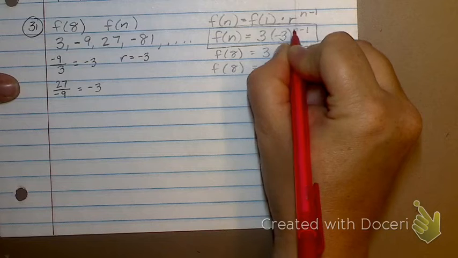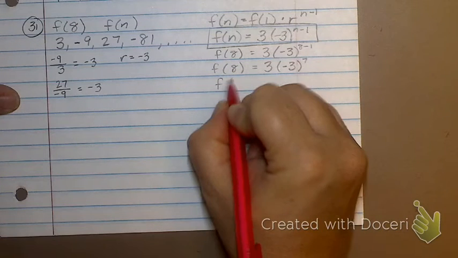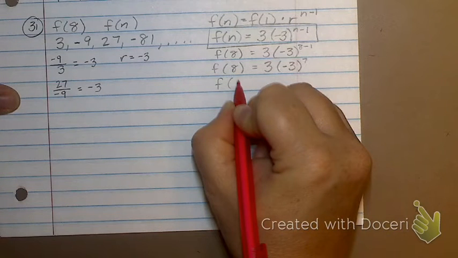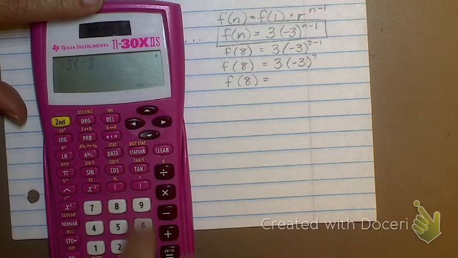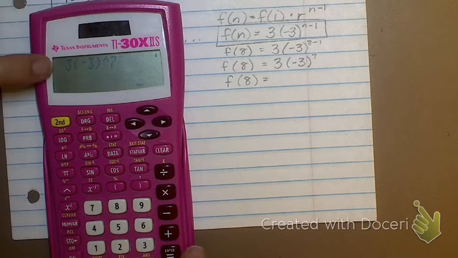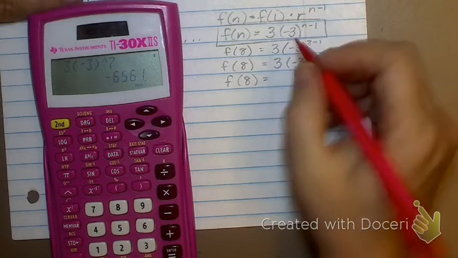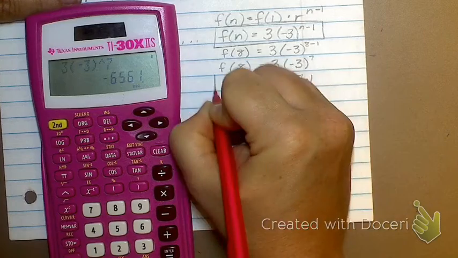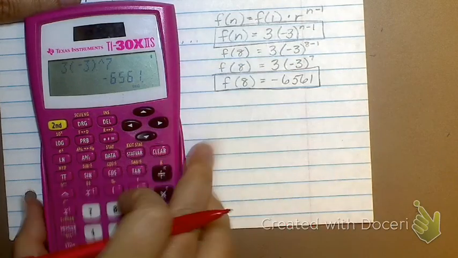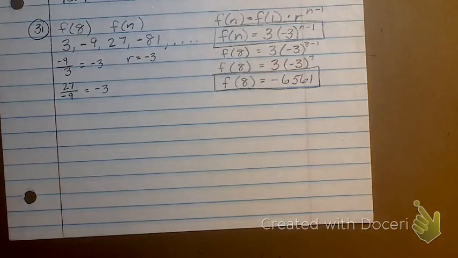Okay, so f of 8 is equal to 3 times negative 3 to the 7th. If I type it in straight like that, my calculator will be good to go. Negative 6561 is my answer for f of 8. Okay, questions there?